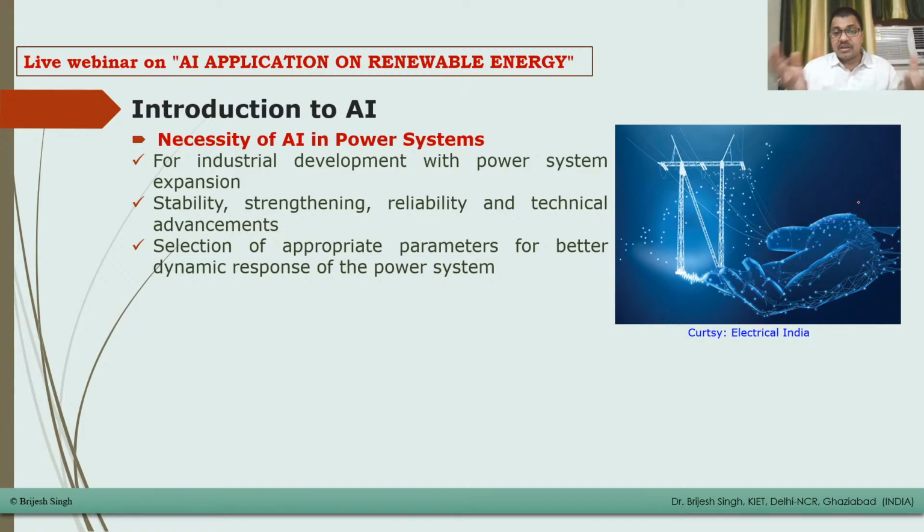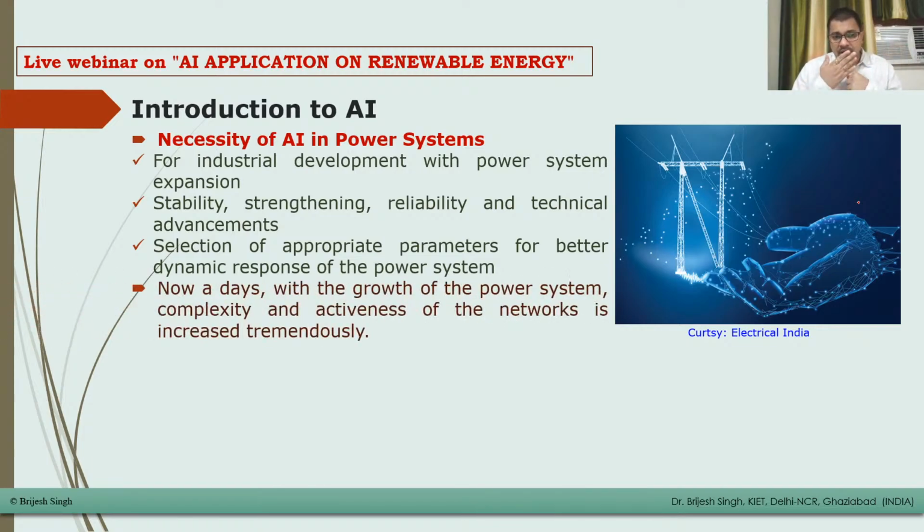And the database is very large in size. So we require strong mathematical tools by which we can easily take decisions. For working on large or big data, we require artificial intelligence tools. Nowadays, with the growth of the power system, the complexity and activeness of the network have increased tremendously.